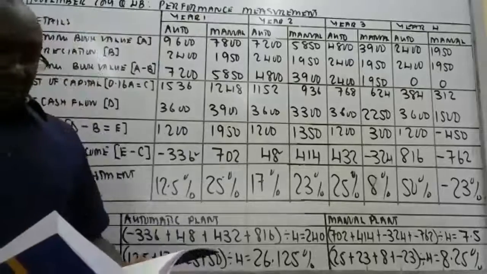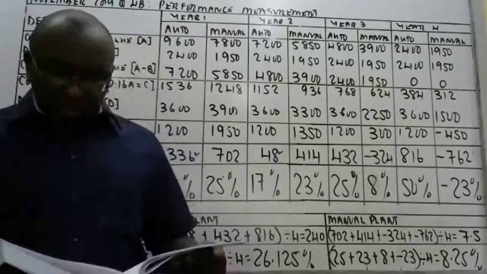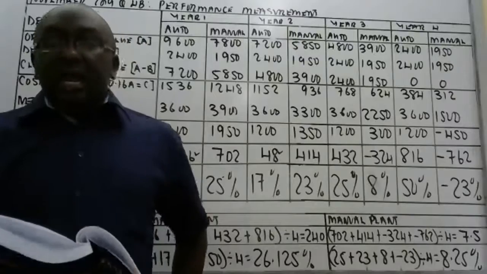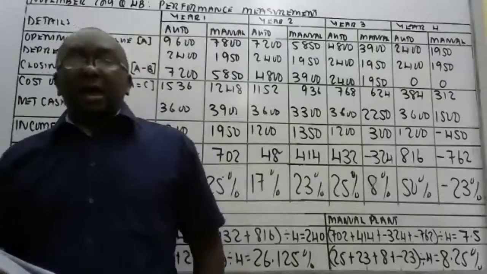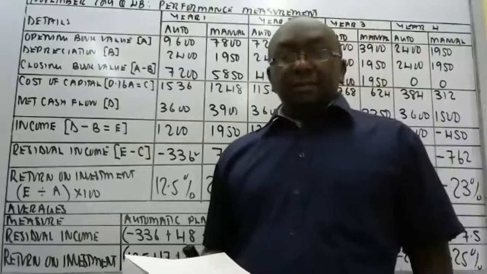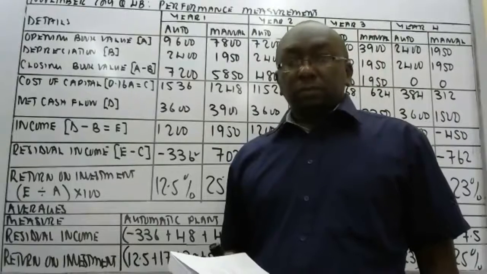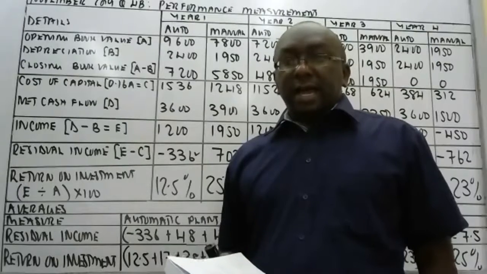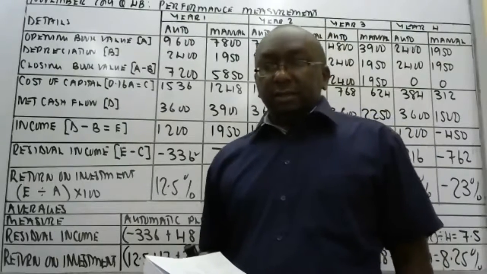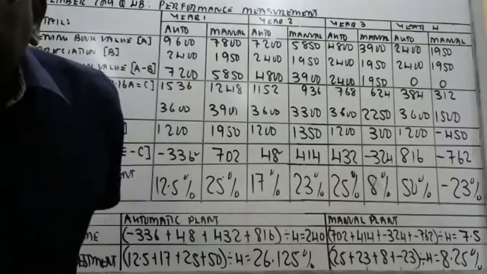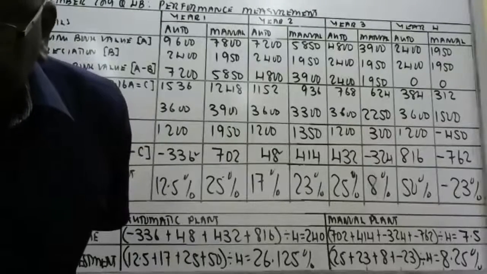If you go back to the information in the table above, you can see which plant has the higher NPV. Which plant has the higher NPV? Yes, it is the automatic one. Good.